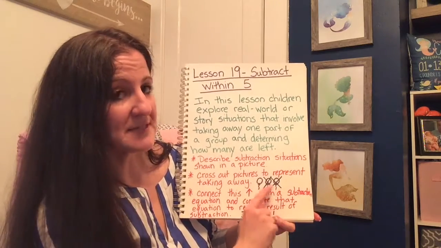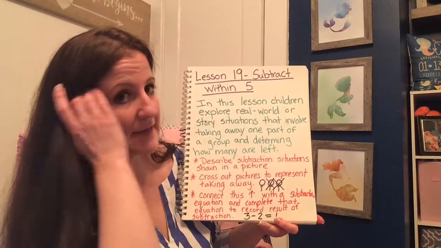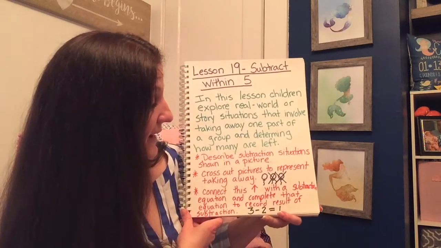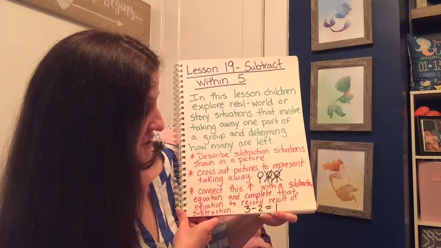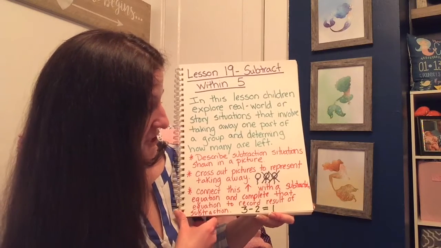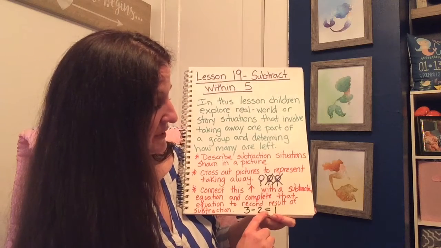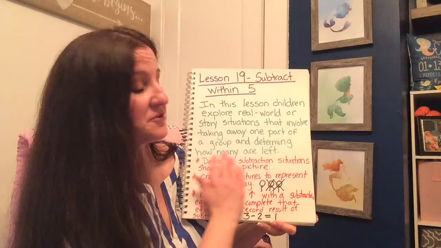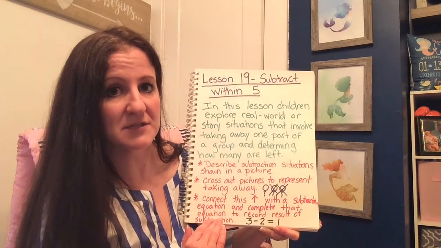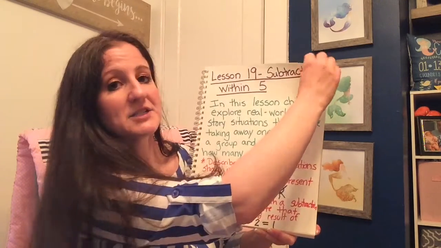I have 3 balloons here and I crossed off 2, which shows I'm taking them away. And then connect those pictures with a subtraction equation and complete that equation to record results of subtraction. 3 minus 2 equals 1. That equation is for that picture above. So these are the things you'll be able to do at the end of this week's lesson. So we're going to get started.